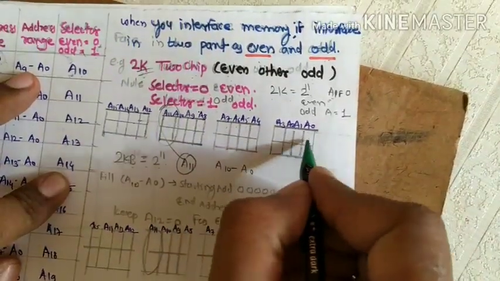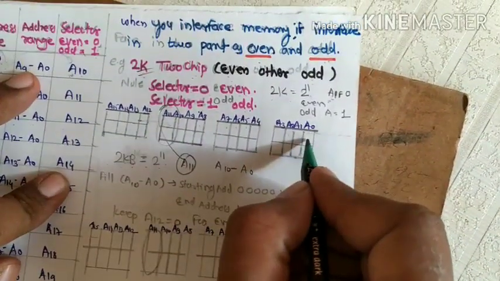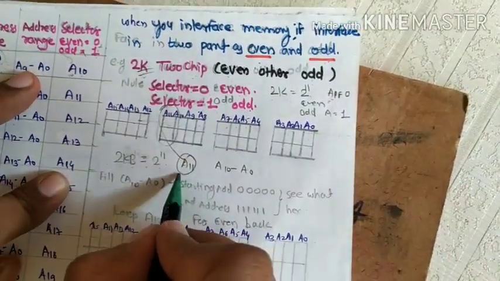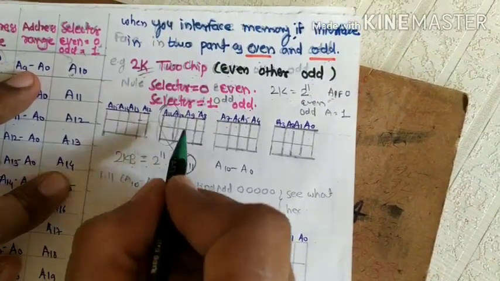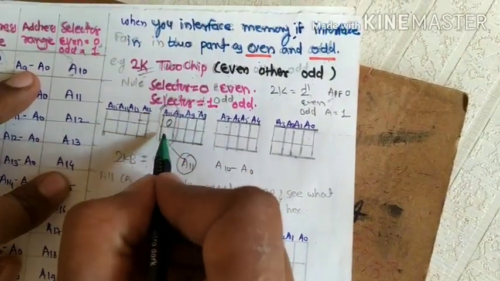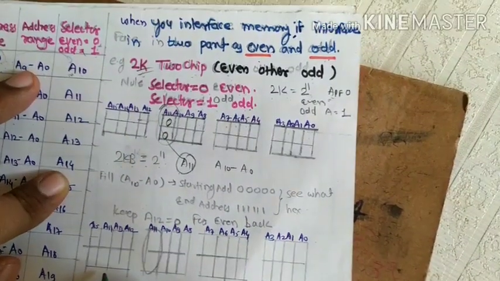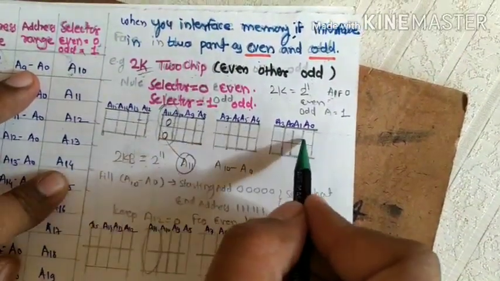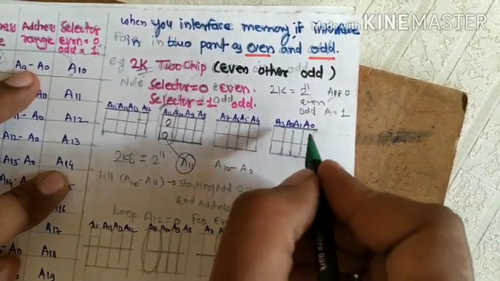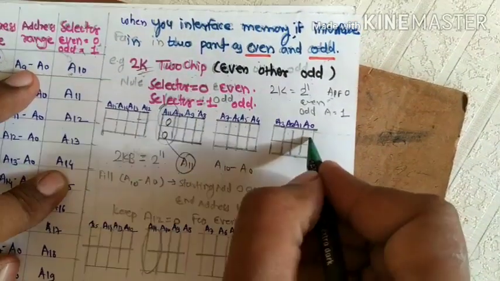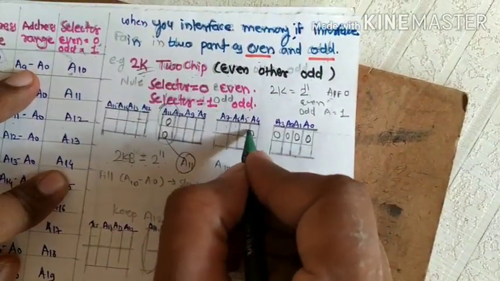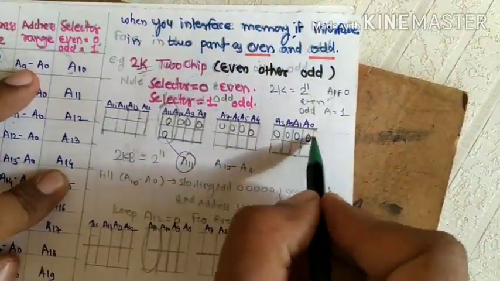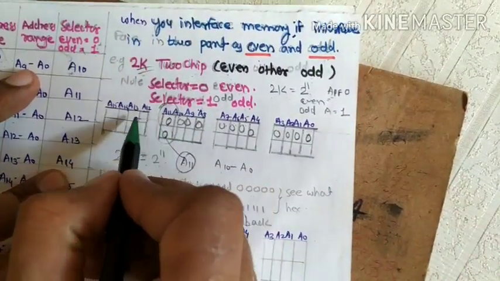For example, first we have to find out the starting address of the even memory bank. For the even memory bank, understand A11 as a selector, and this selector we put as 0. So first you write A11 as 0 because we want to design the even memory bank. When we find the starting address of the even bank, put all A0 to A10 as 0. According to the nibbles, this one is 0, this is another 0, and this is another 0. This is the don't care condition.